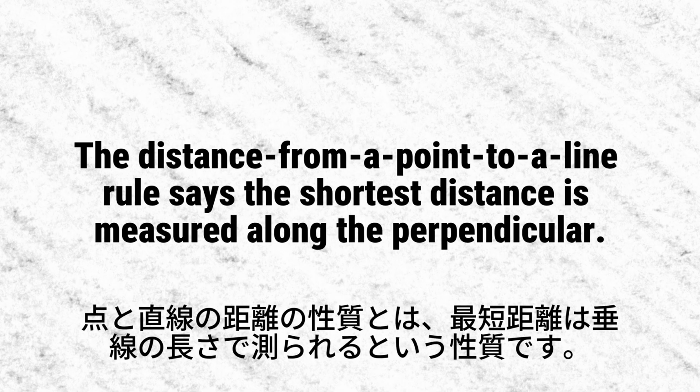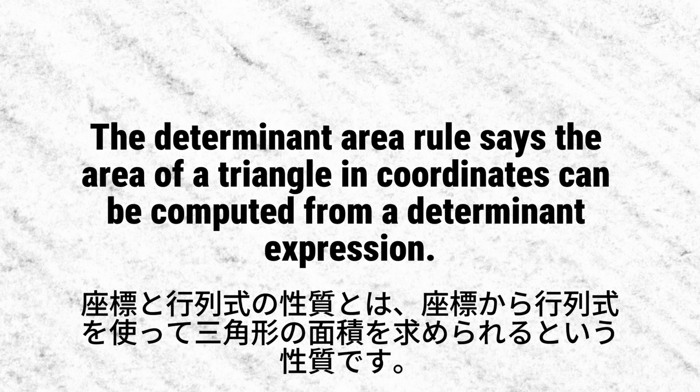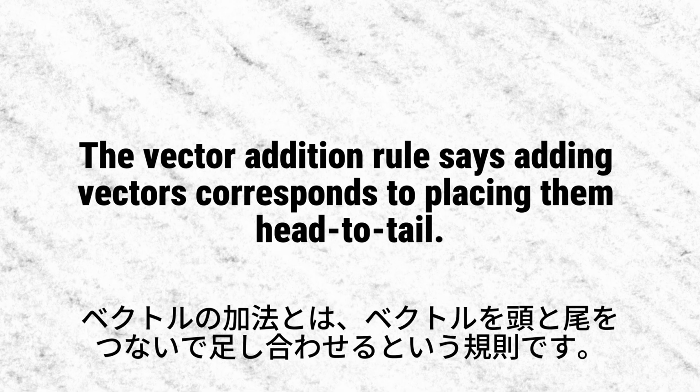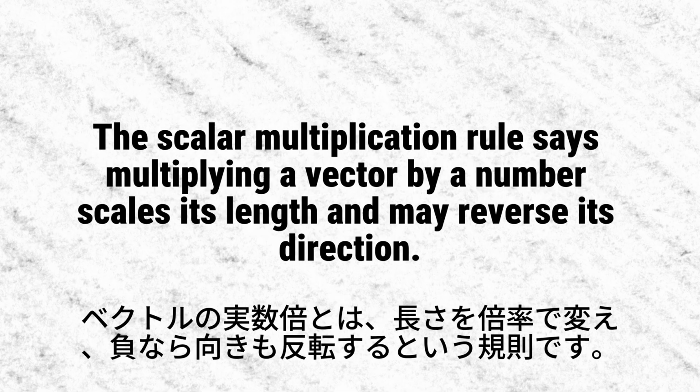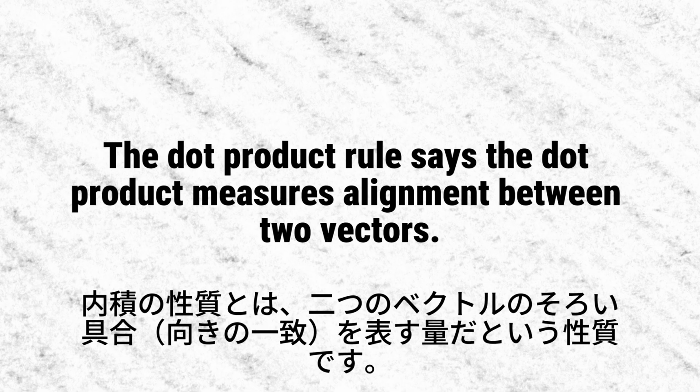The distance from a point to a line rule says the shortest distance is measured along the perpendicular. The determinant area rule says the area of a triangle in coordinates can be computed from a determinant expression. The vector addition rule says adding vectors corresponds to placing them head to tail. The scalar multiplication rule says multiplying a vector by a number scales its length and may reverse its direction. The dot product rule says the dot product measures alignment between two vectors.